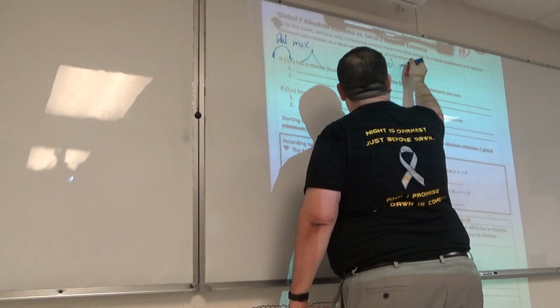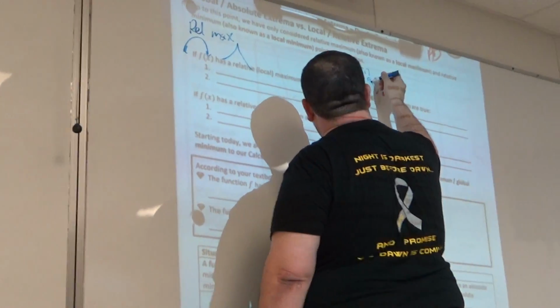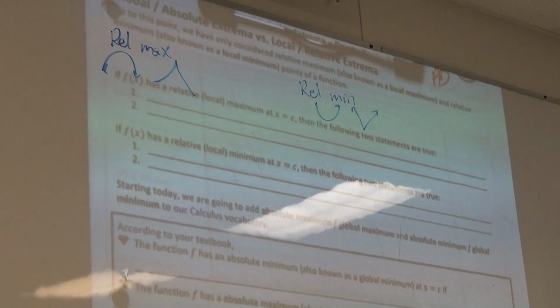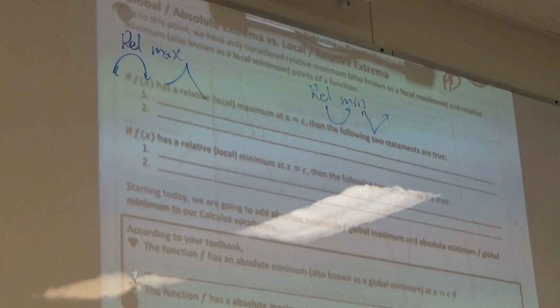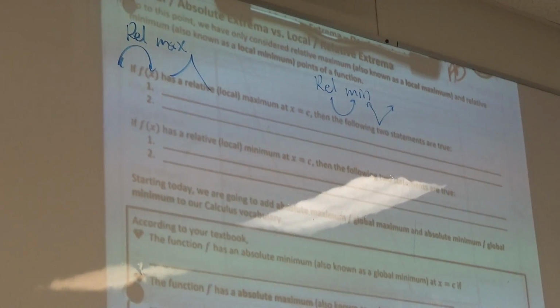A relative min could look like that, or it could look like that. This is not new information for anybody in the room. We're okay? Now, what if you were asked to show that a function had a relative maximum?